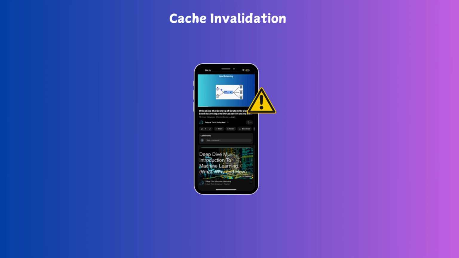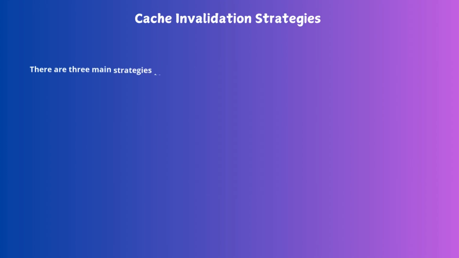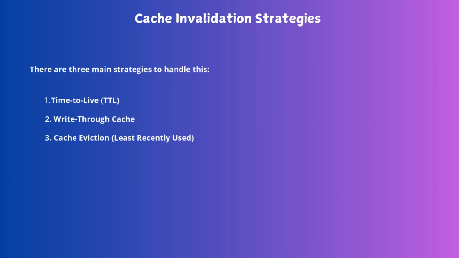Now, let's explore cache invalidation strategies, the techniques used to keep cache data consistent with the latest updates happening in the system. There are three main strategies to handle cache invalidation. First, time to live, also known as TTL. Second, write-through cache. And third, cache eviction, also known as least recently used.